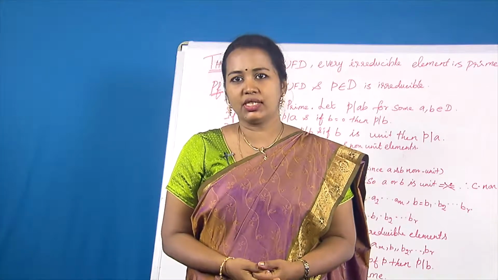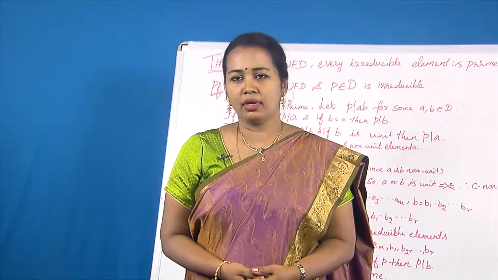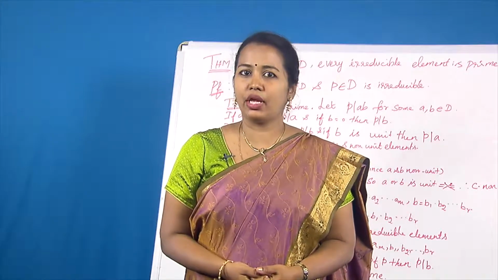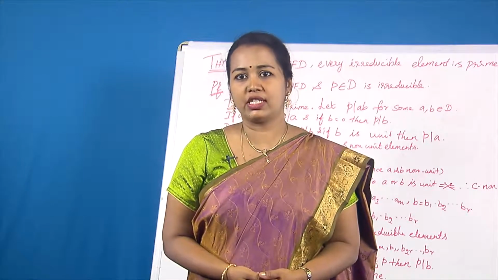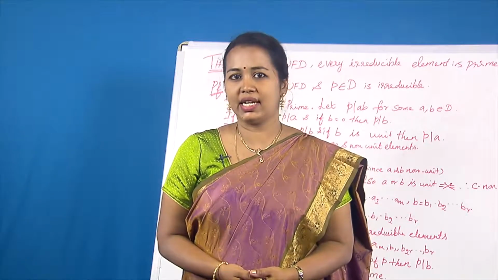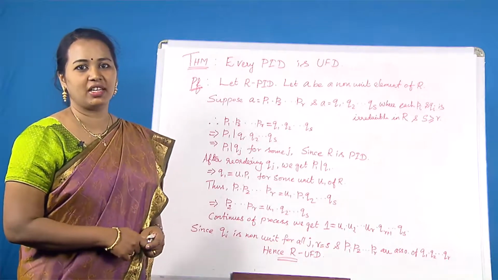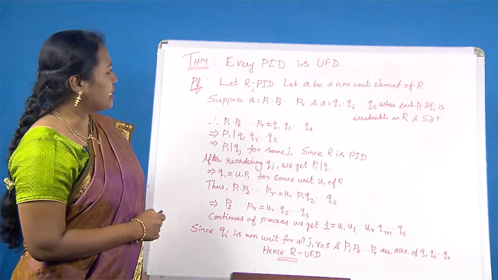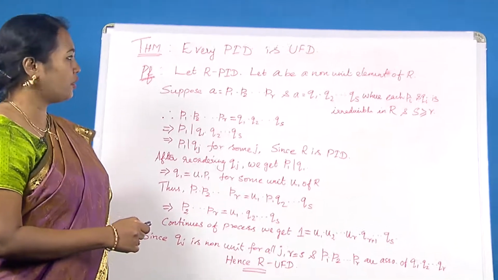In previous sessions, we had already seen the relation between Euclidean domain, principal ideal domain and unique factorization domain. But in this session, we are going to prove it. Now, the theorem states that every principal ideal domain is a unique factorization domain. The proof: now let R be a principal ideal domain and let A be a non-unit element of R.